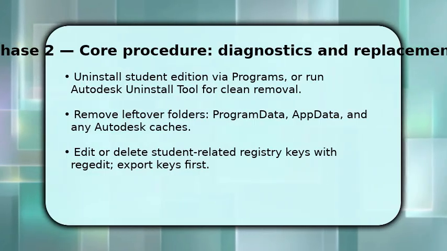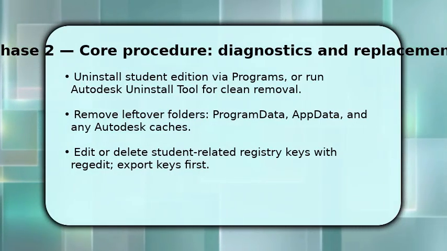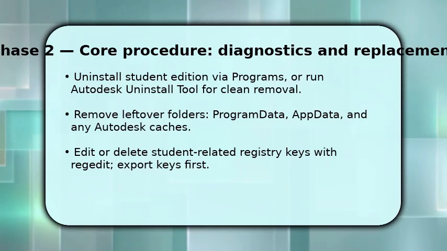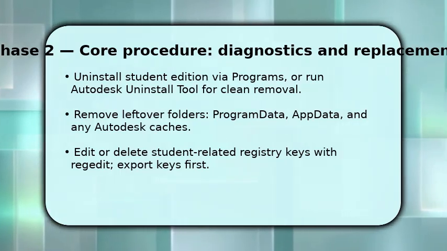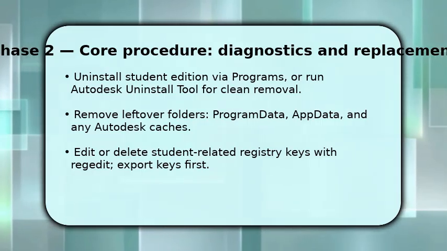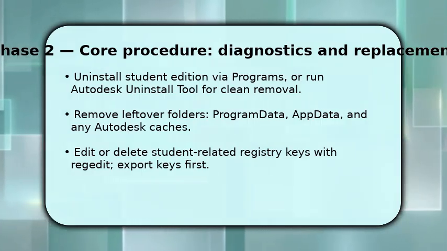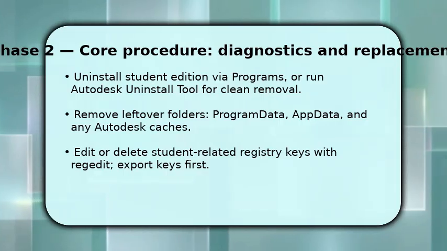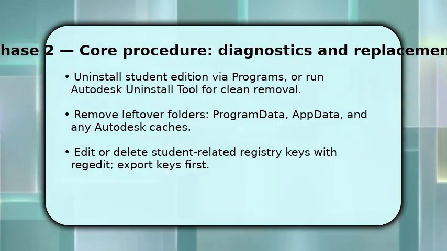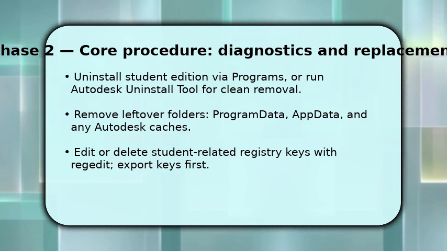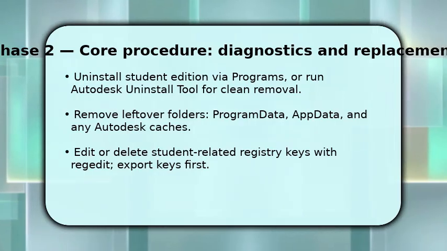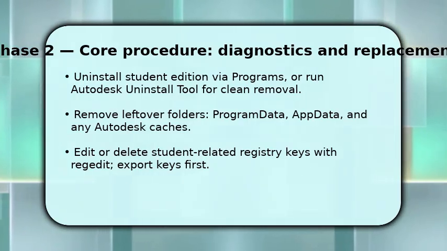First, uninstall the student-labeled AutoCAD using Programs and Features, or use the Autodesk uninstall tool for thorough cleanup. Once uninstalled, delete leftover program data and app data folders, and clear the Autodesk web cache so no student hash remains. If comfortable, open Regedit, export registry branches, then delete keys that reference student or educational serials. These steps strip persistent markers, so proceed carefully and keep your exported keys as a restore point.